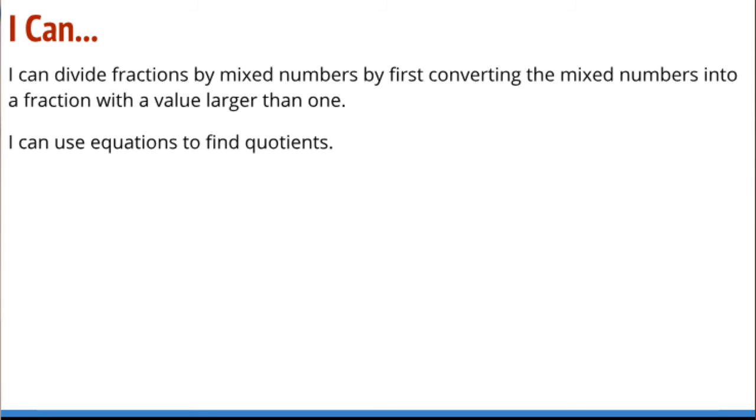So taking a look at the I can statements, this is kind of our last lesson learning about dividing with fractions. I can divide fractions by mixed numbers by first converting the mixed numbers into a fraction with a value larger than 1. And I can use equations, our invert and multiply rule, to find quotients.